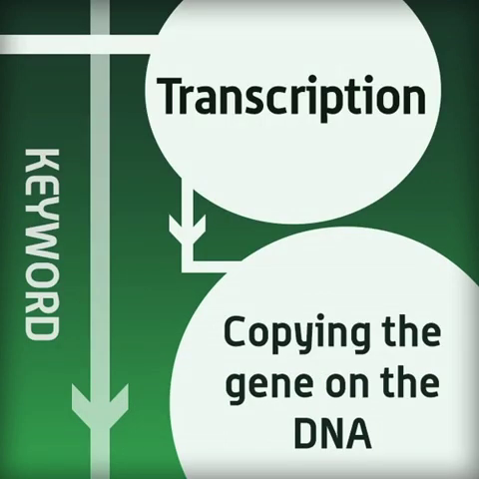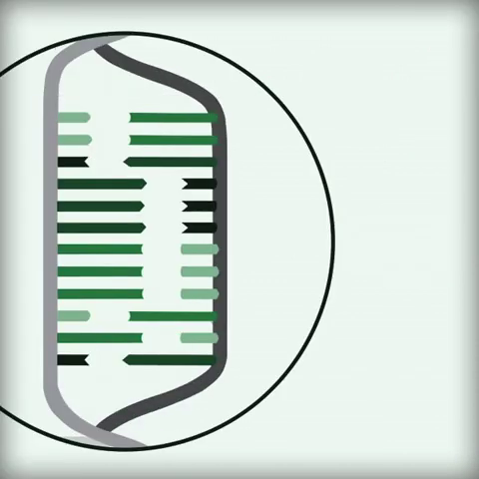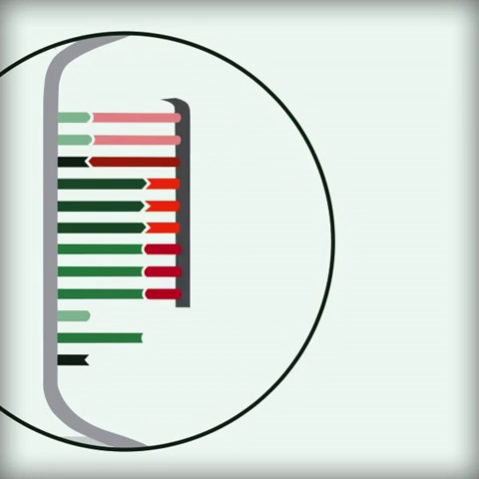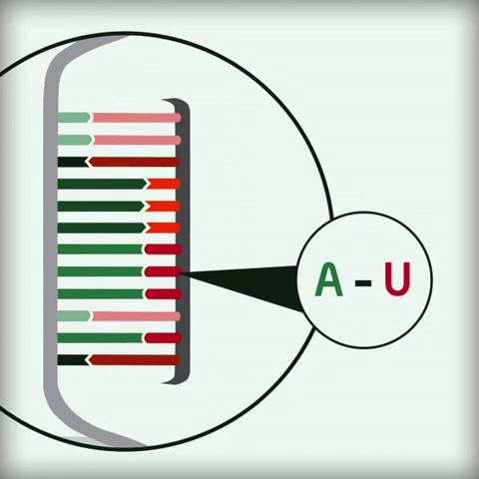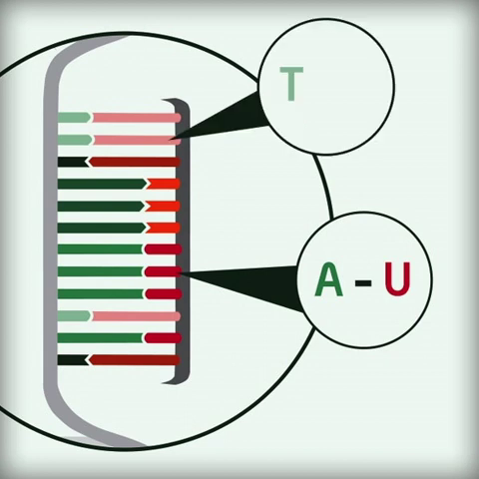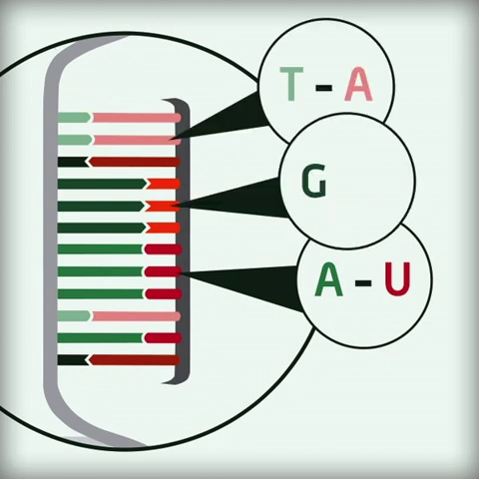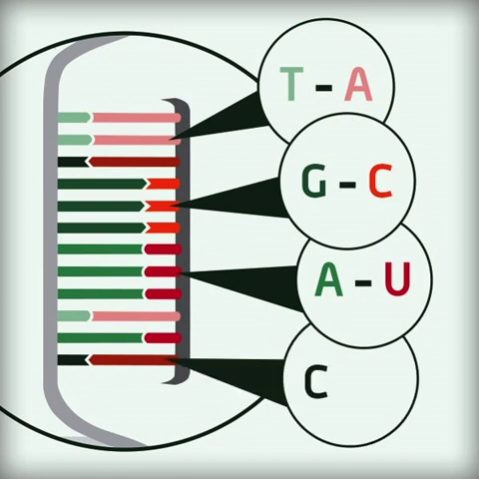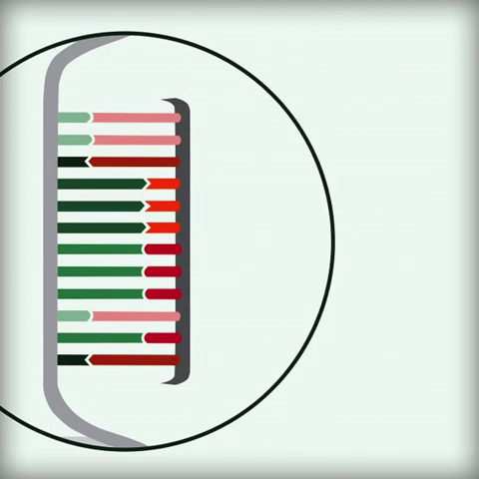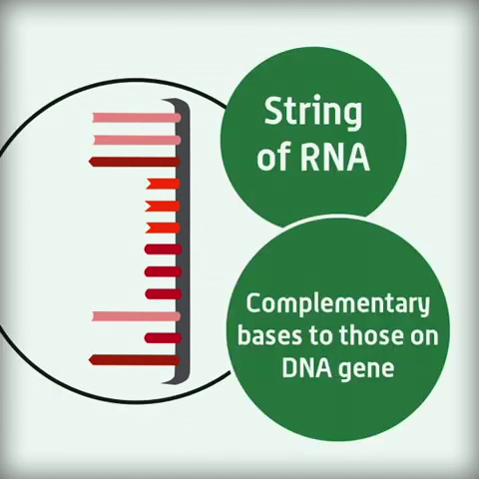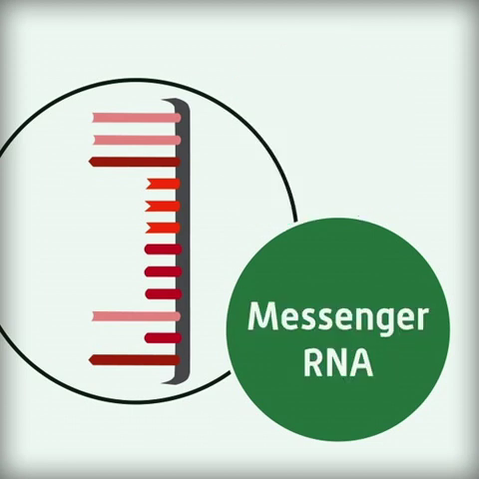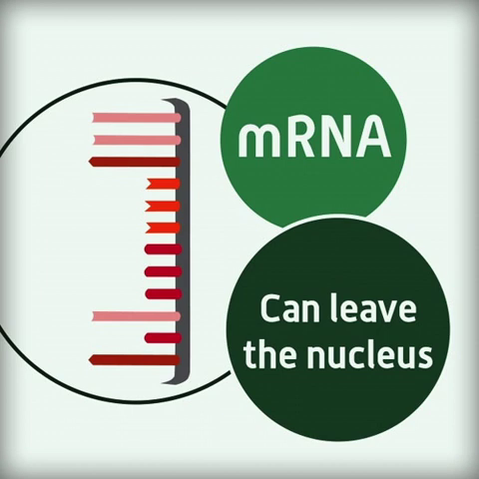Copying the gene on the DNA is called transcription. Inside the nucleus, the gene that's going to be copied is identified, the DNA unzipped, and complementary RNA bases are attached. The bases are complementary, so DNA base A joins to RNA base U, DNA base T joins to RNA base A, DNA base G joins to RNA base C, and finally DNA base C joins to RNA base G. Once the gene's been copied, there is a string of RNA with the complementary bases to those found on the DNA gene. This RNA is called messenger RNA or mRNA. Unlike DNA, it can leave the nucleus.